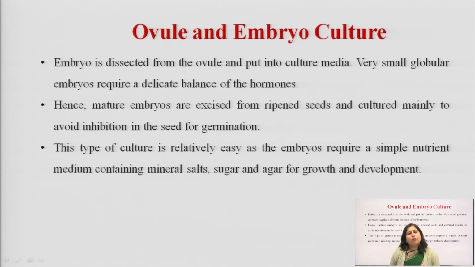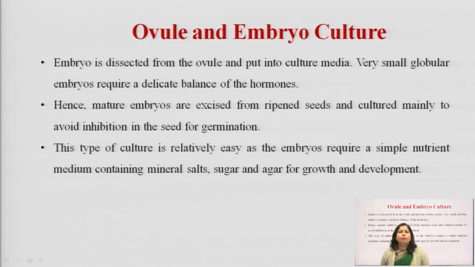After this comes ovule and embryo culture. Now, in a flower, the ovule, if it is in an unfertilized form, will have only one part of the cell. And in the ovule itself, if pollination takes place, it gets converted to an embryo having the properties of both the male and the female plants. So, the embryo is dissected out from the ovule and put in the culture medium.